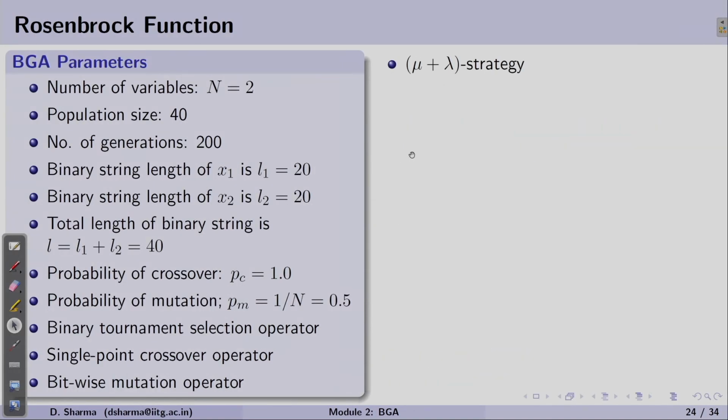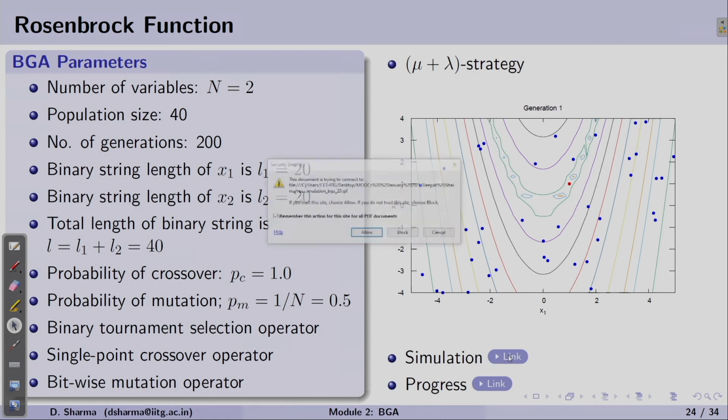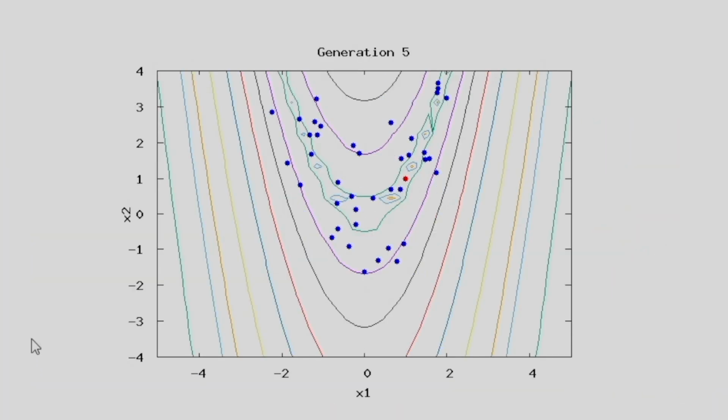Now since we did not get the optimum solution yet, we increase the length of the binary string for x1 and x2. In this case, the binary string length for x1 is 20 and for x2 is 20. So the total chromosome string length is 40 now. We have taken the same number of variables, population size, and number of generations. Similarly, the probabilities and the operators were also kept the same as before. So this is the random population that is generated, and we will see the simulation for a larger binary string.